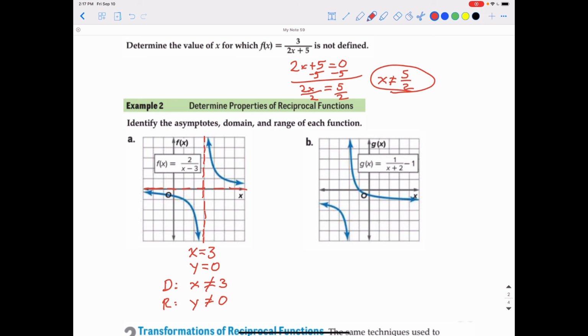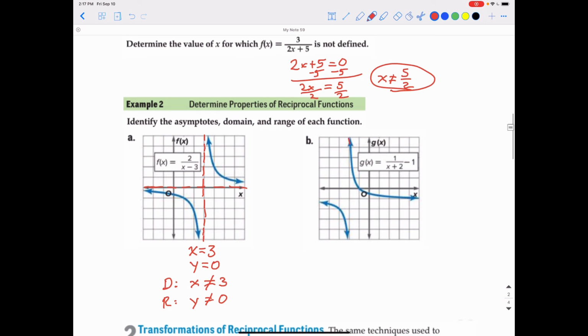Part B, it looks like we have a vertical asymptote right through this line. So that is the line x equals negative 2. We have a horizontal asymptote right through here. That is the line y equals negative 1. So then the domain must be x cannot equal negative 2, and the range has to be y cannot equal negative 1.